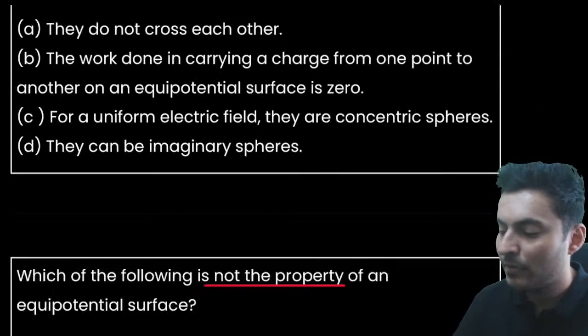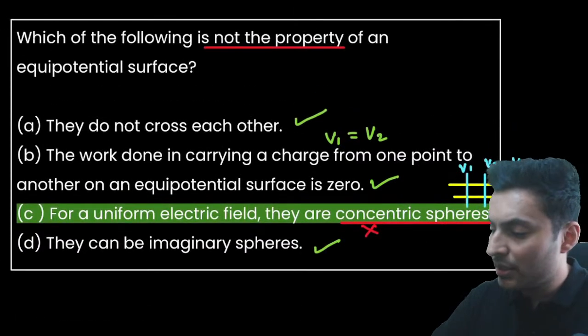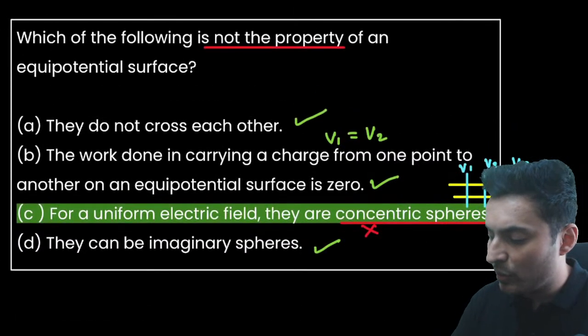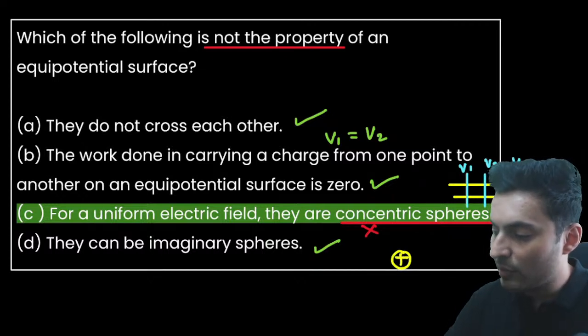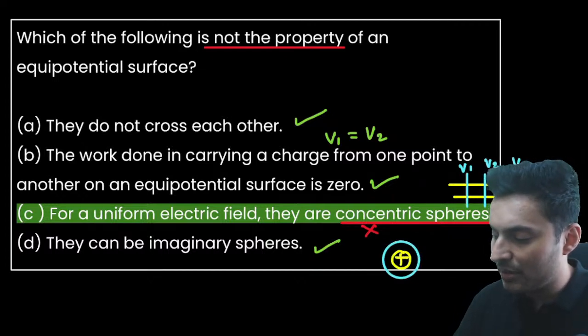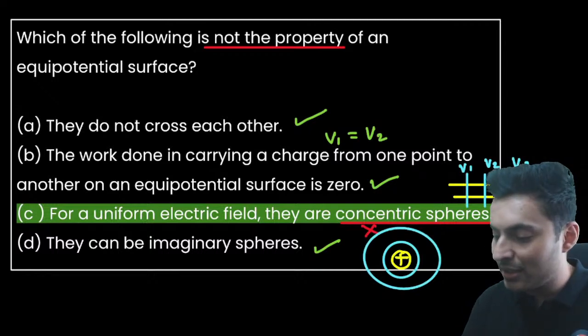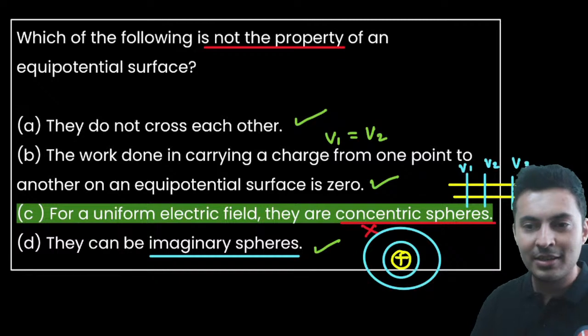So they can be imaginary spheres. This one is basically if you take a point charge over here, how will the equipotential surfaces look like? These will be the equipotential surfaces. So can they be imaginary spheres? Definitely they can be. Definitely they can be.